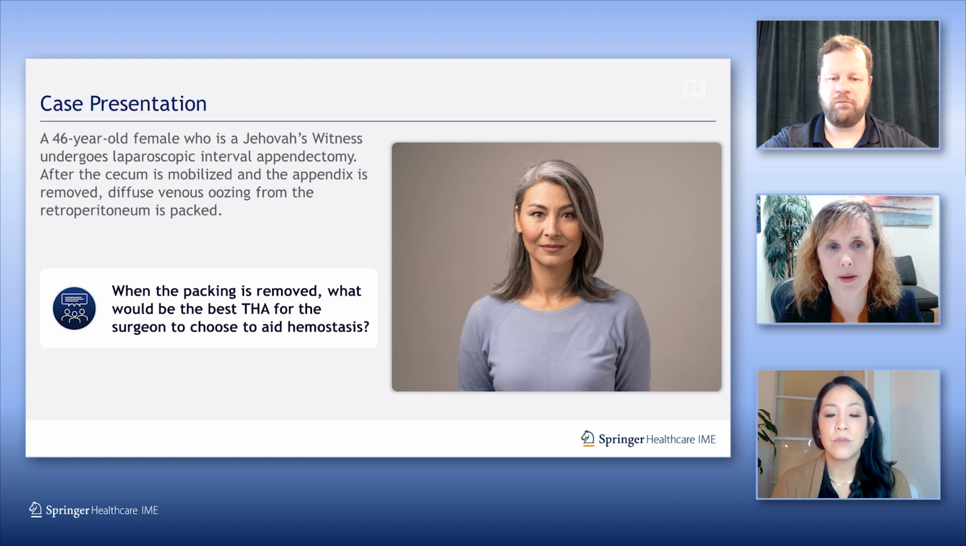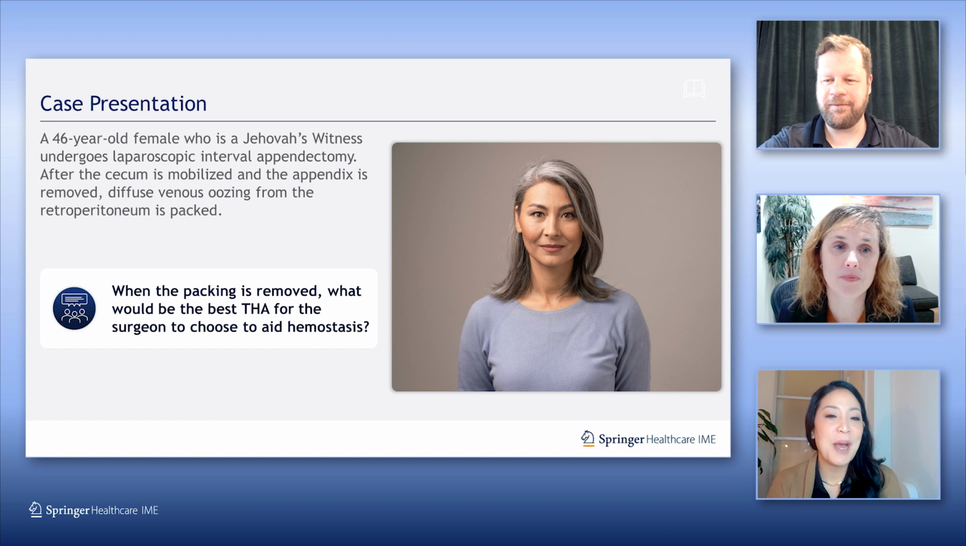So I want to ask my colleagues if they have any sort of preferred THA that they might use in this situation, or what kind of factors, as we've previously described, they might consider when selecting a THA in this case. Tracy, do you have thoughts?